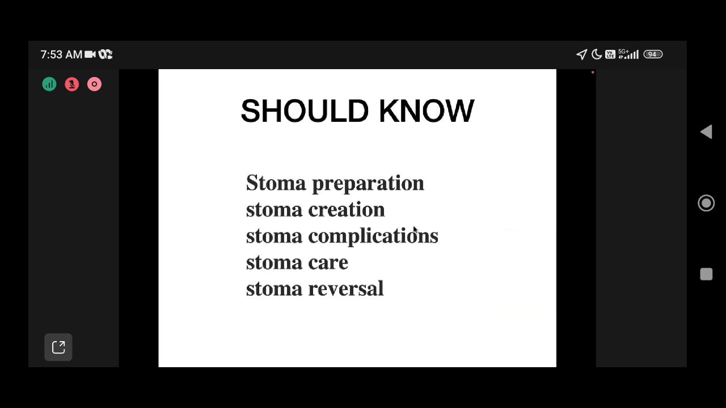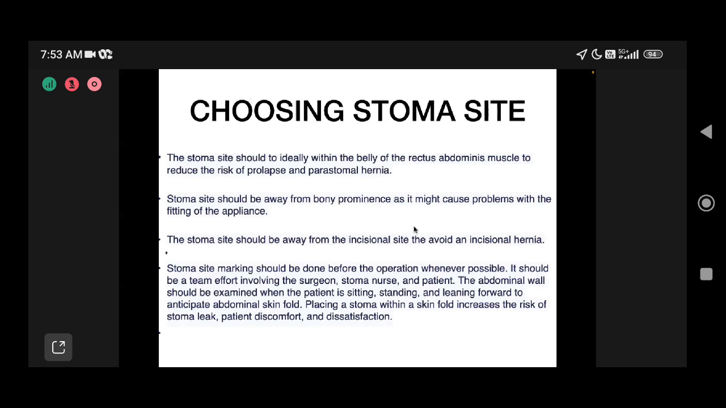But let us know something about stoma preparation, or the creation of a stoma, what are the normal complications we come across in our day-to-day practice, and how the stoma reversal has to be done. Most important is that as per the guidelines, NABH or JCI guidelines, or even the hospital practice, good clinical practice, we need to always mark the stoma.